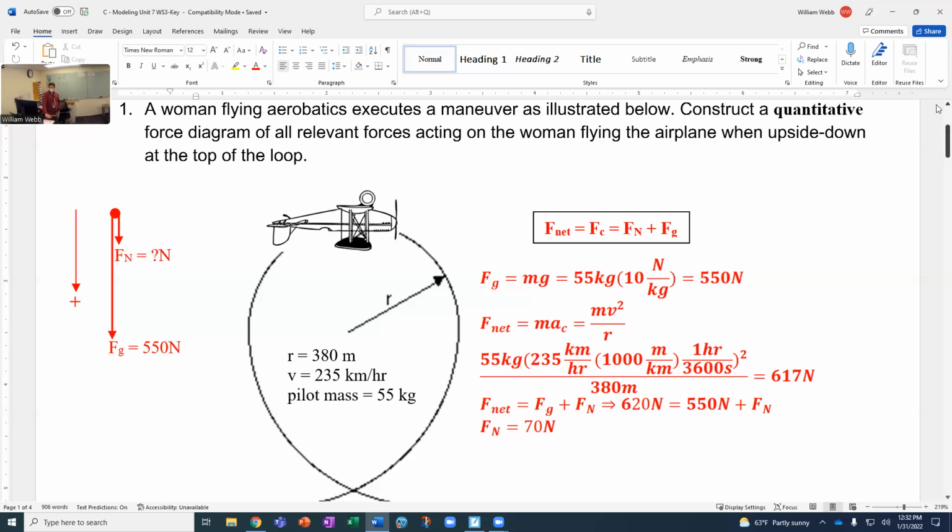All right, so what is the centripetal force in this scenario? How much? 620. Okay, 620 newtons is the centripetal force. It's both her weight and the normal force. Her weight is pulling her towards the center of the circle, and the seat is pushing her towards the center of the circle. So we have to add them together. Questions?